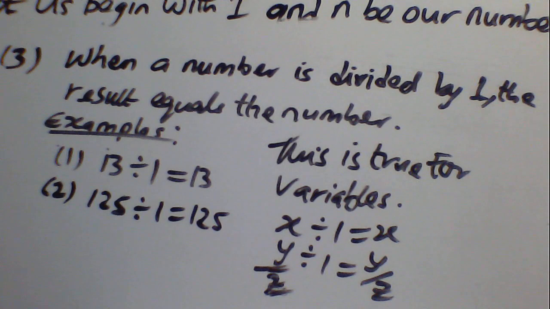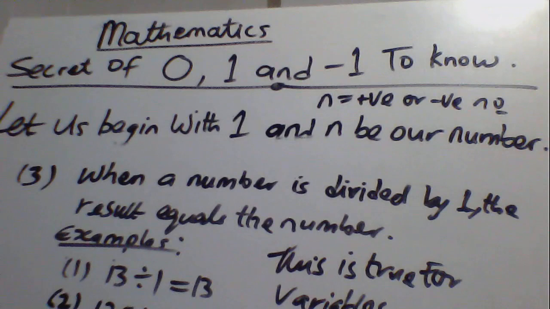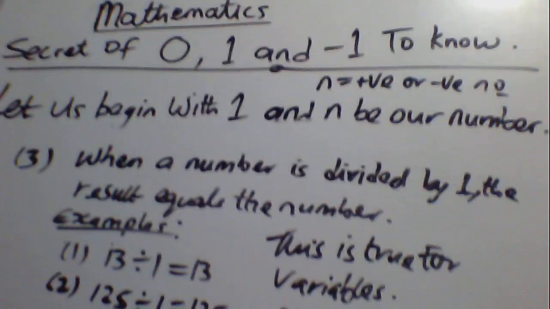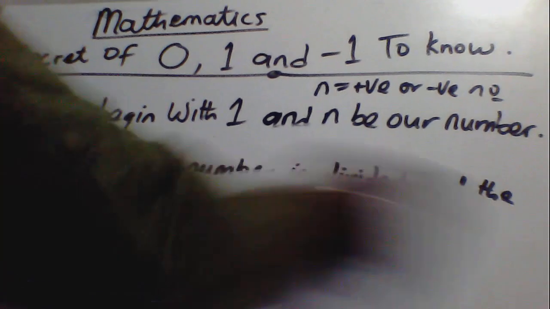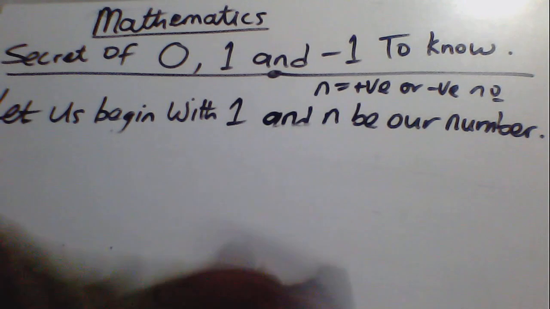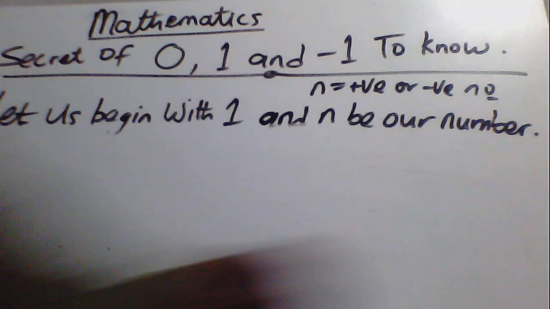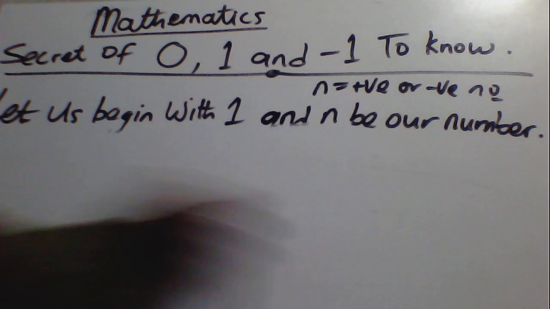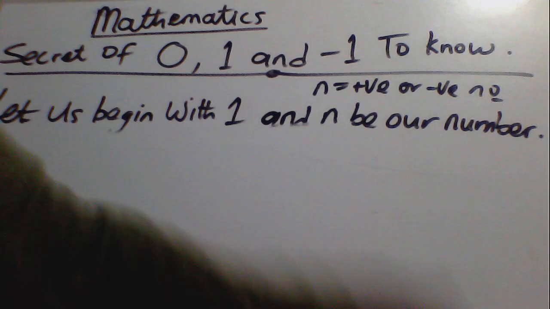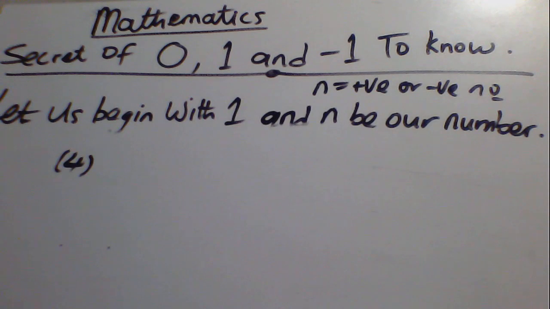So let's look at the fourth thing you have to know about 1. The fourth thing you have to know about 1: adding 1 to a number or a number to 1 increases the value of the number by 1. So this is the fourth thing you have to know about 1.